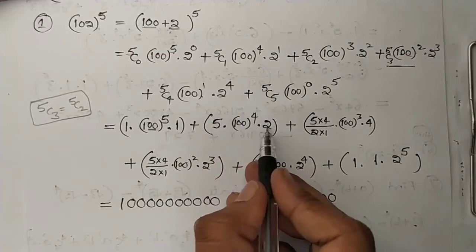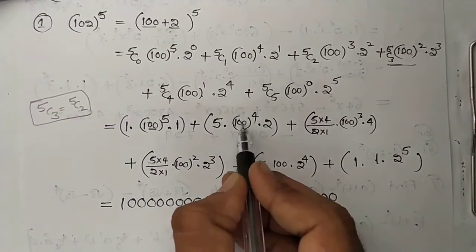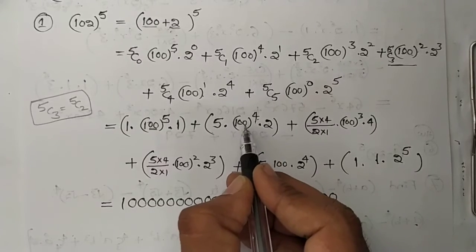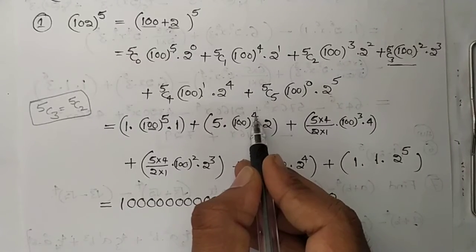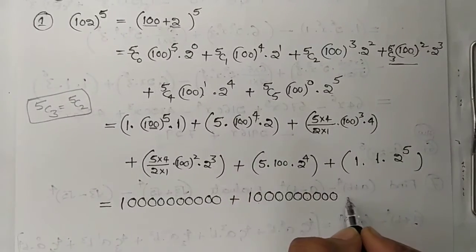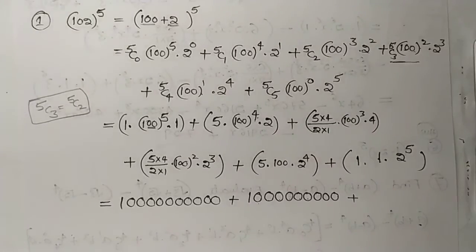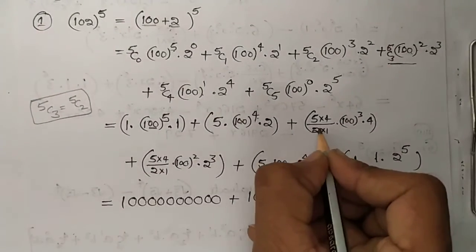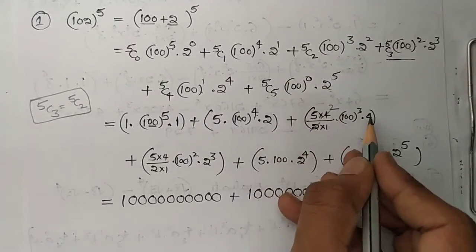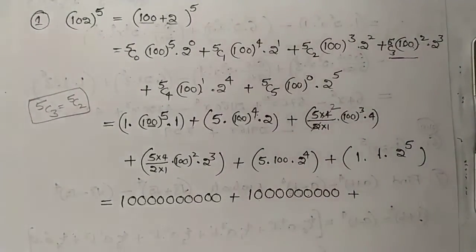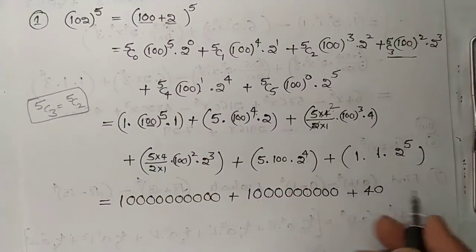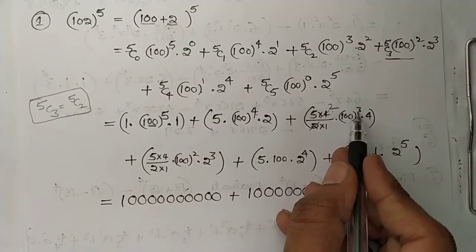Okay, 5 into 2 is 10. Next, 100 whole power 4 is written with 2 zeros 4 times, so 8 zeros we have to write. Next, plus. Here, 5 twos are 10. 10 into 4 is 40. Okay, 40. Next, how to find 100 whole cube?